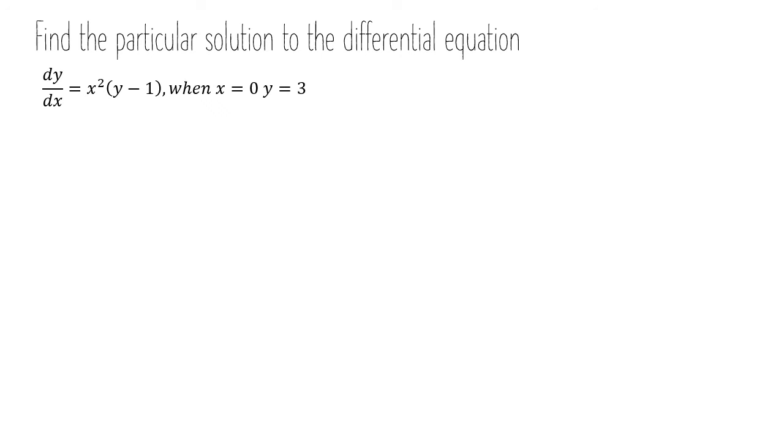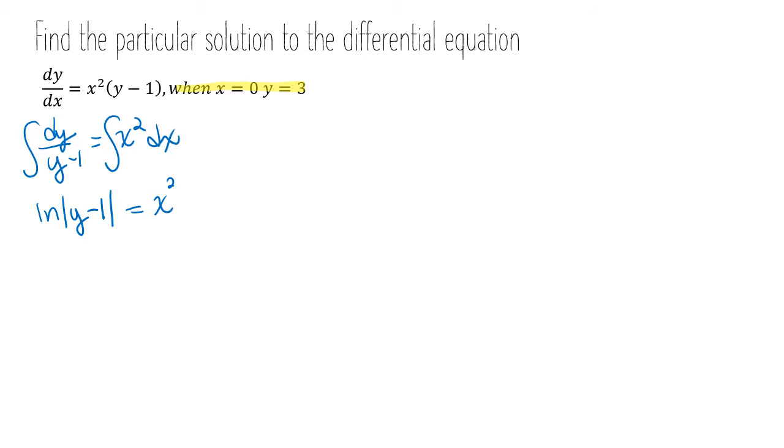Let's do an example where we're going to find the particular solution to the differential equation. So if you remember, particular solutions mean that we're still going to have to find the antiderivative, but we have this initial condition that we're working with here that's going to actually let us solve for that constant of integration. So let's go ahead and do it the same way we were before.